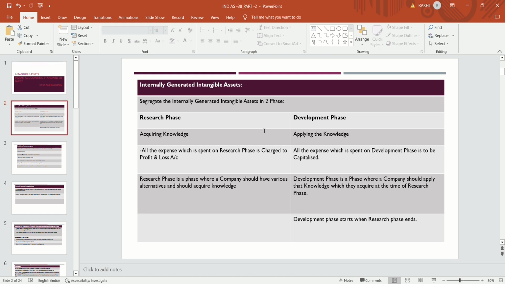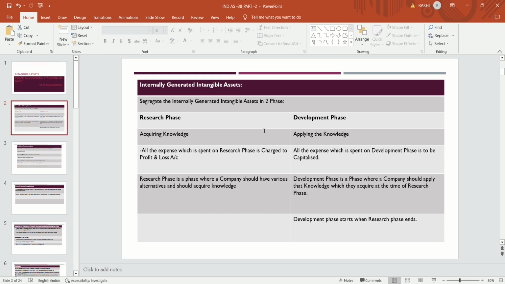Internally generated intangible asset is that kind of intangible asset which is generated by the organization internally. It is not recognized in the books, because it is not fulfilling the criteria of the definition of identifiable intangible asset, the separability criteria, or having any legal rights or contractual rights. So internally generated goodwill is not recognized in the books.